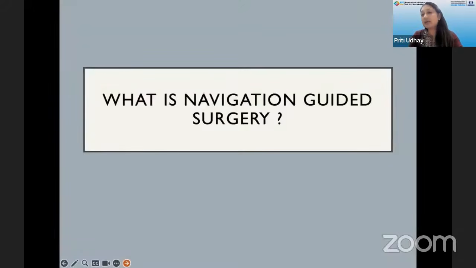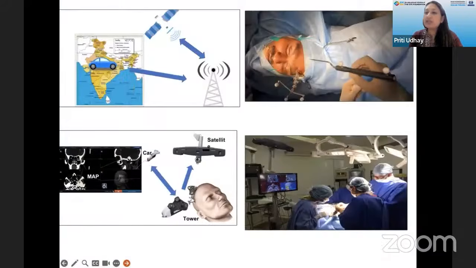But how exactly do we know that our implementation is correct? Now, that is where navigation guided surgery comes into play. So navigation is like GPRS in the car. In the GPRS in the car, you know where you are located and you also know where you want to go, the direction also, and also your destination.